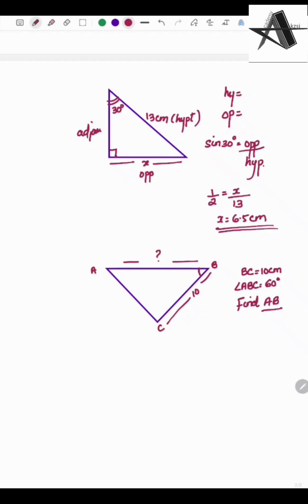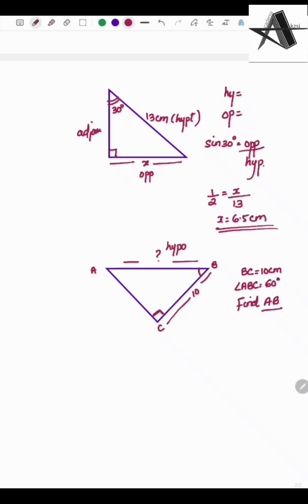Again, let me see which one is opposite, adjacent and hypotenuse. This one is a right angle triangle, clearly. This one doesn't seem to be a right angle. This doesn't seem to be a right angle. If they haven't mentioned, then this is definitely going to be a right angle triangle. So the side opposite to this angle is the hypotenuse. So I can say this is the hypotenuse.